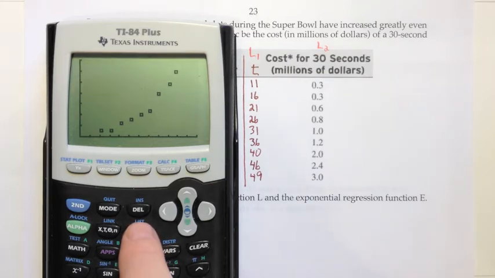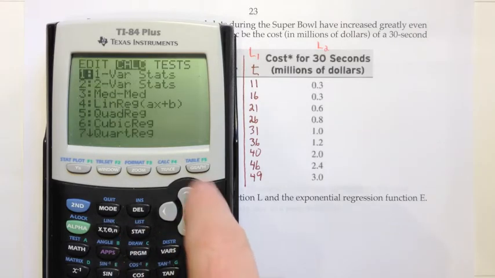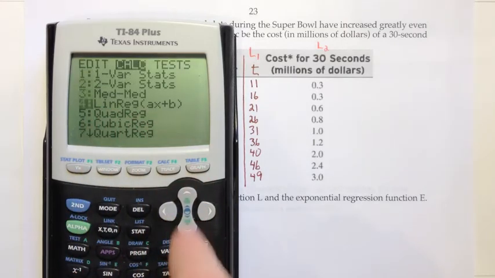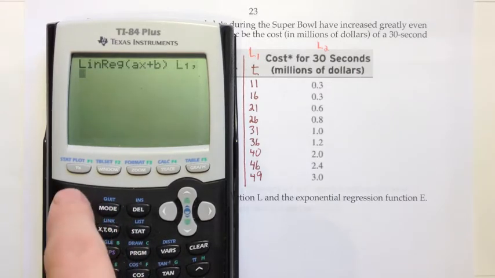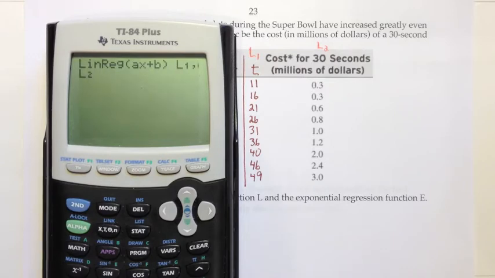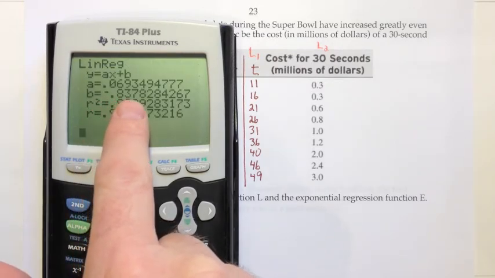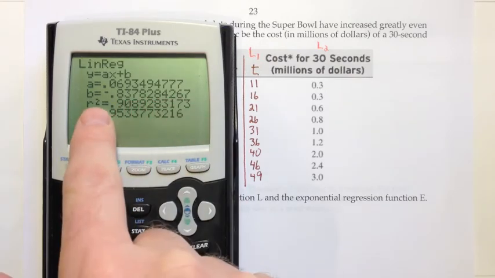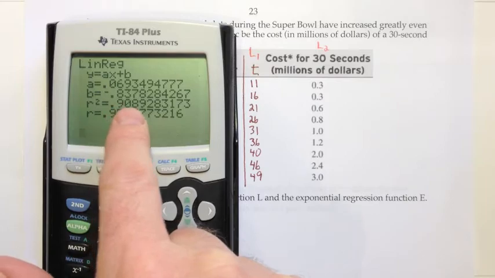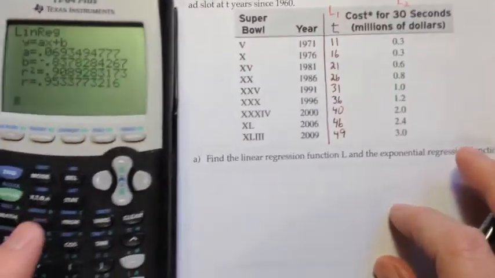So I'll start off with the linear regression function. So stat, calc, linear regression, number 4, and my data is in L1, comma, L2. So it looks like for the linear regression, we get a slope of 0.069349 and so on, and the intercept is -0.8378. Alright, so let me write those down.